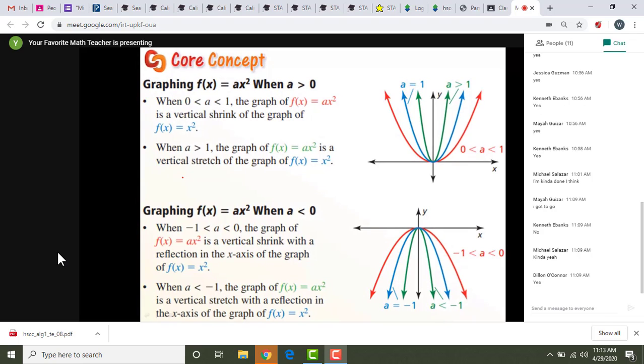Graphing f of x is equal to ax squared when a is greater than 0. Notice, the blue graph is when a is equal to 1. So when a is between 0 and 1, it's going to get a lot wider. When a is greater than 1, that means like 2, 3, 4, 5, 100, 1,000, it's going to get a lot skinnier.